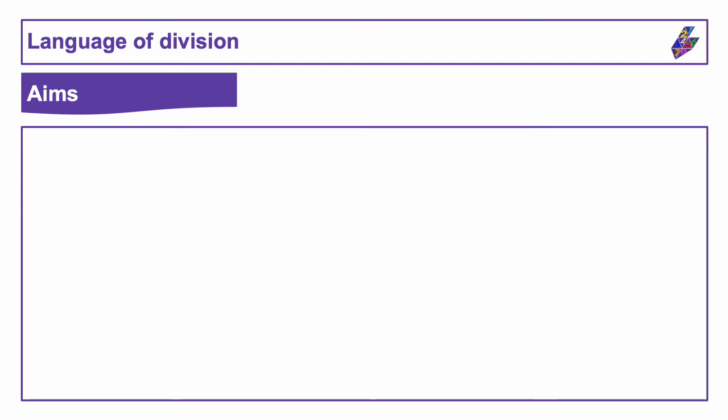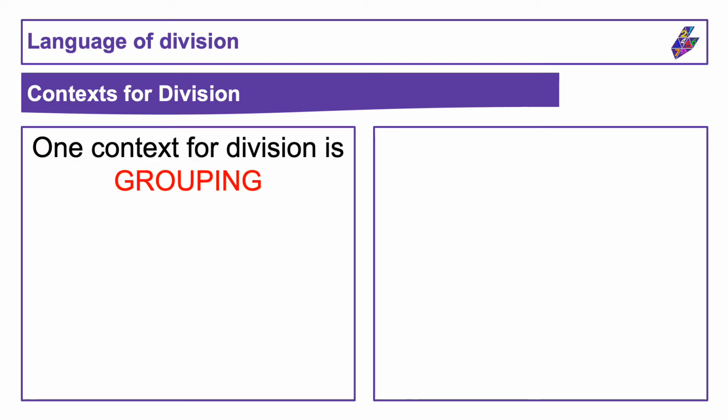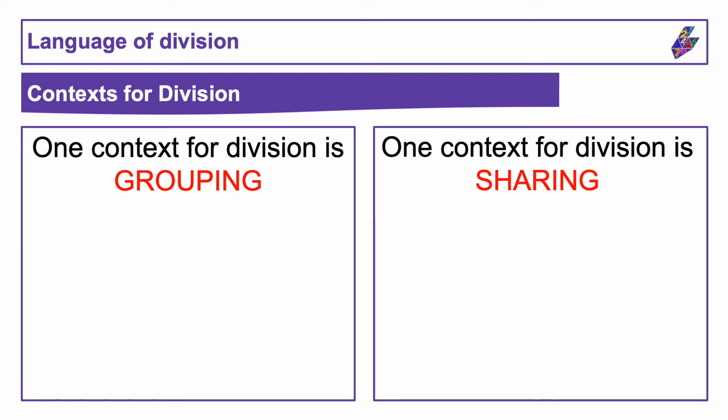In this video, we're going to explore some language associated with division. The three main words we're going to learn about are dividend, divisor, and quotient. You will have already watched a video about two types of division, grouping and sharing. If you haven't watched this, then it may be useful to watch this first before continuing with this video.